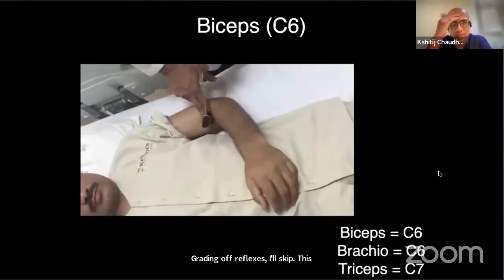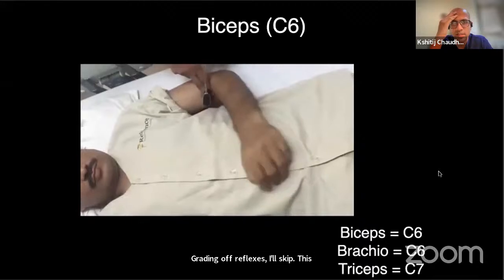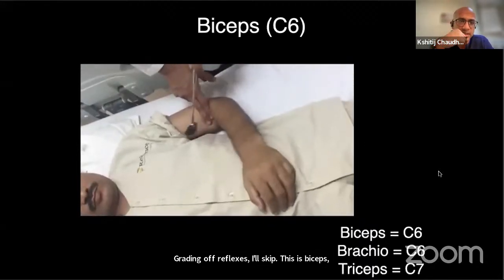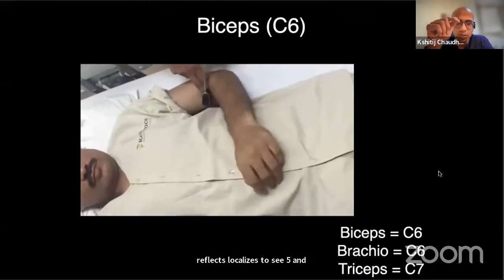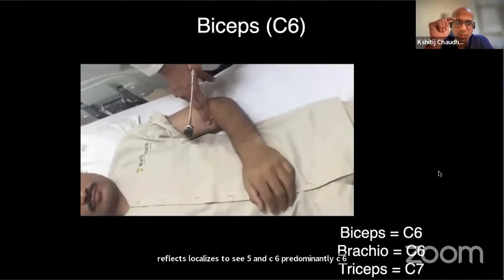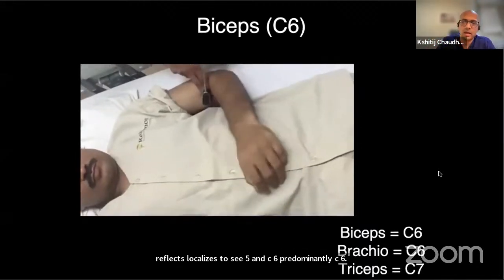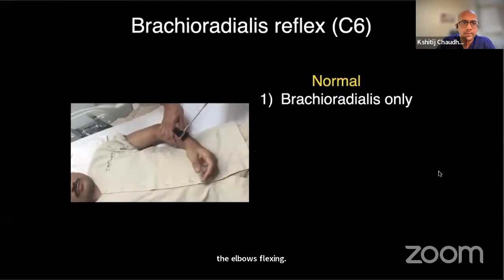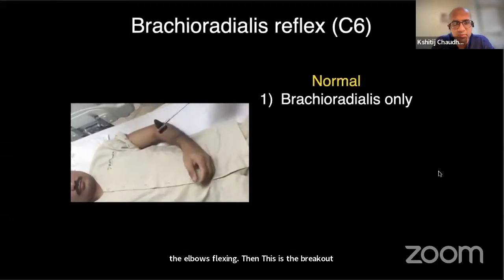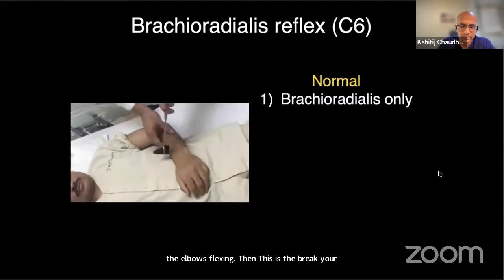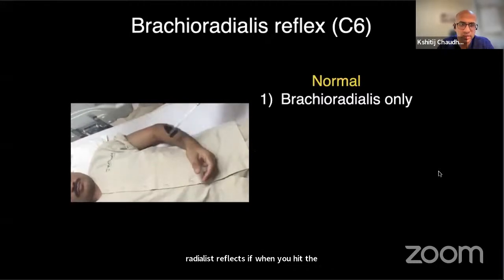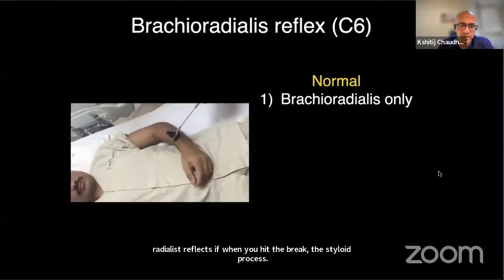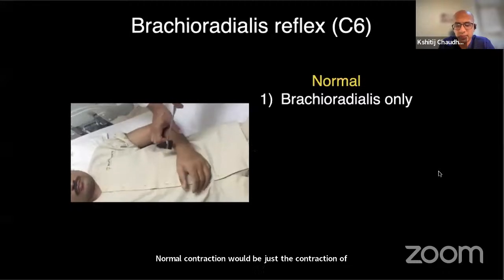This is the biceps reflex, which localizes to C5 and C6, predominantly C6. You put your finger on the biceps tendon, and you see here the elbow is flexing. Then this is the brachioradialis reflex. When you hit the styloid process, a normal response would be just the contraction of the brachioradialis.